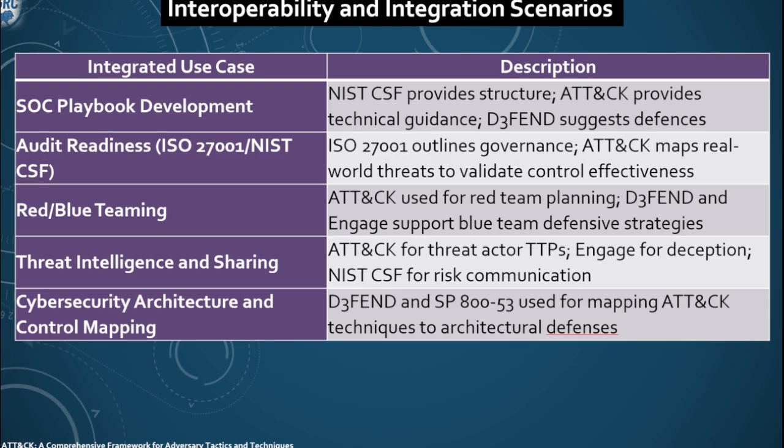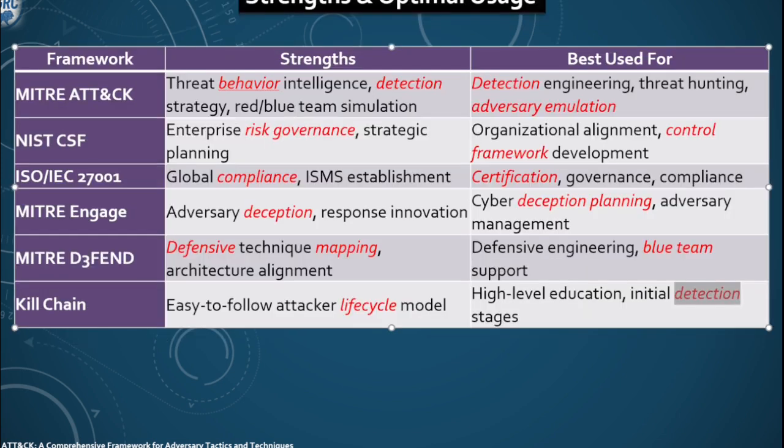So the red team's primary go-to framework would be ATT&CK, and the blue team's is of course Defend and Engage. From a threat intelligence and sharing perspective, ATT&CK is used for attackers' TTPs, Engage for deception, while the NIST CSF is for risk communication. From a cybersecurity architecture and control mapping perspective, Defend and SP 800 are used for mapping attack techniques to architectural defenses.